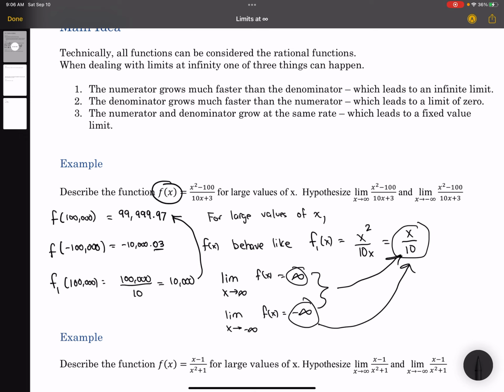And so we saw that that graph behaved like a linear function for very large values of x. That's because x divided by 10 is a linear function.